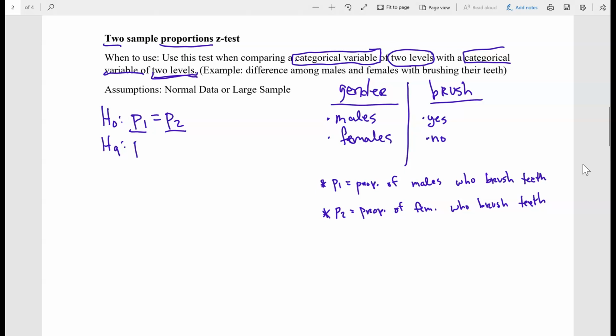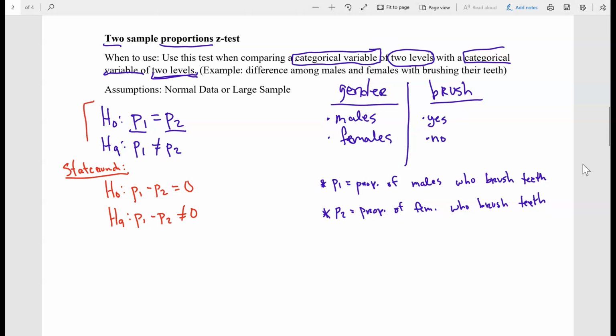HA will say, no, I think that there's one in particular that doesn't brush them, okay? Then you would say P1 is not equal to P2. So you wouldn't set it equal to a number. You would just set them equal to each other and then not equal to each other. Now, the way that Statcrunch does it makes it a little confusing. It says that P1 minus P2 is equal to 0, and HA is that P1 minus P2 is not equal to 0. Now, these two actually are the same, but Statcrunch tends to write it that way. And I'll explain why this might be a little bit more useful.